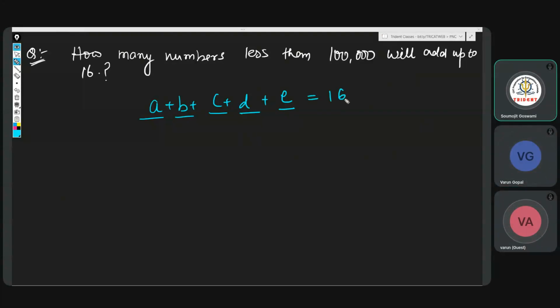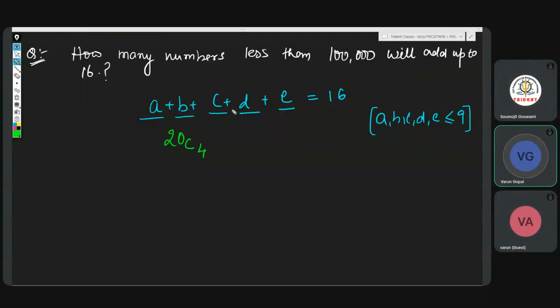But there is a condition. Obviously, A, B, C, D, and E will have to be less than or equal to 9. Had the condition not been there, my answer would have been very simple. It would have been 16 plus 4, that is 20C4. But I have violations. Everything has to be less than or equal to 9.